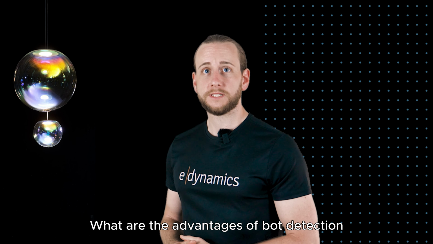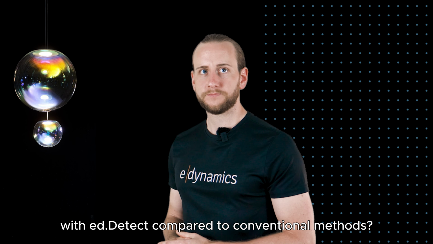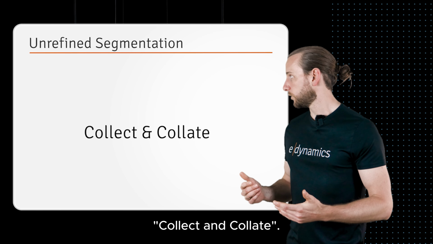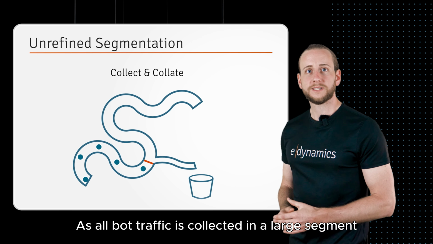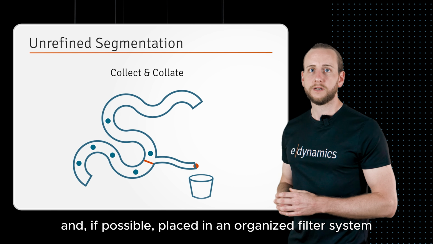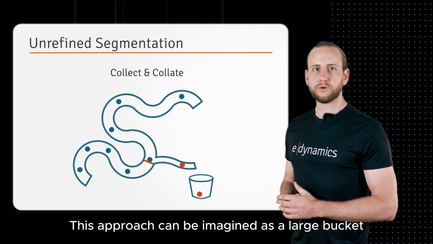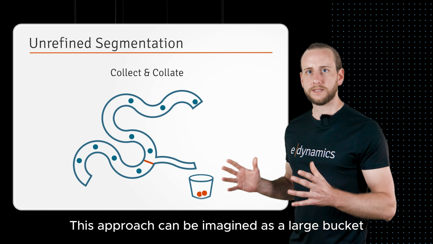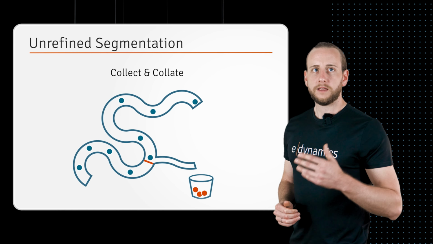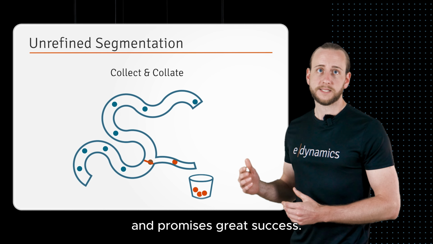What are the advantages of bot detection with ed.Detect compared to conventional methods? We call the conventional approach of bot filtering collect and collate. As all bot traffic is collected in a large segment and, if possible, placed in an organized filter system based on identified characteristics. This approach can be imagined as a large bucket that is constantly filled with features that mark bot traffic. At first, this approach is very simple to implement and promises great success.